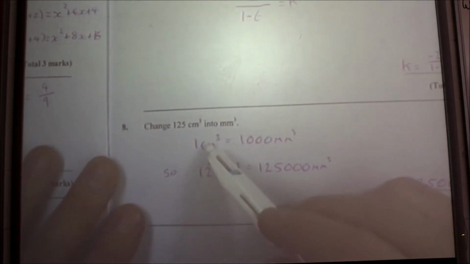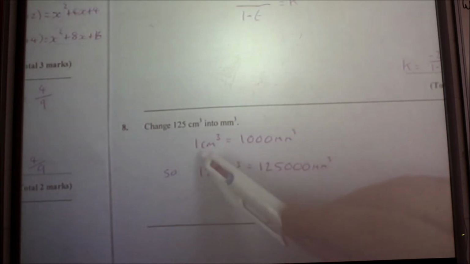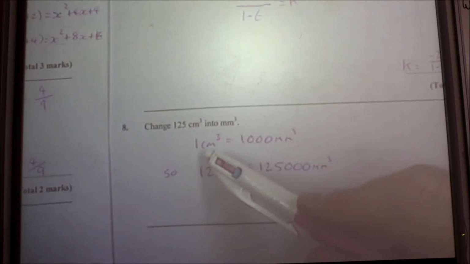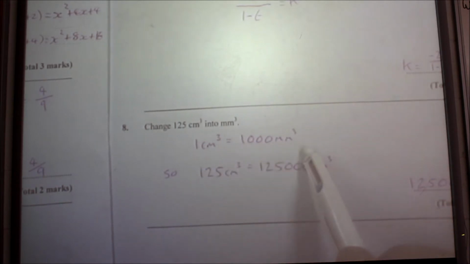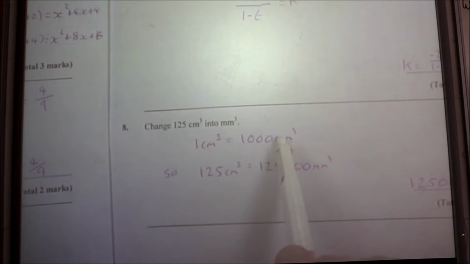Question 8. Change 125 centimetres cubed into millimetres cubed. First of all, you've got to know that 1 centimetre cubed, imagine it in terms of millimetres, there's 10 millimetres in 1 centimetre. So 1 centimetre cubed is 1 by 1 by 1, but for millimetres it's 10 by 10 by 10. And 10 times 10 times 10 is 1,000. So 1 centimetre cubed is 1,000 millimetres cubed.